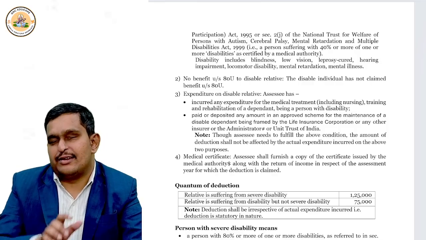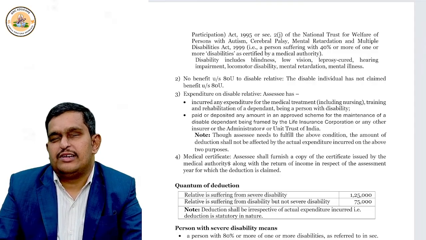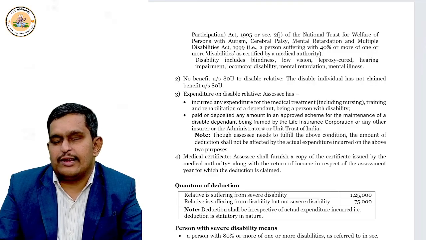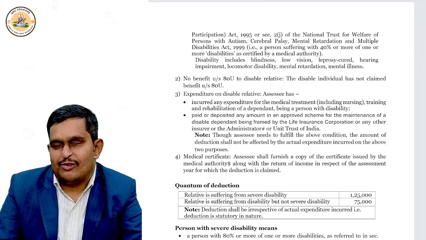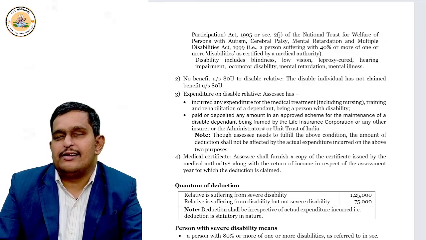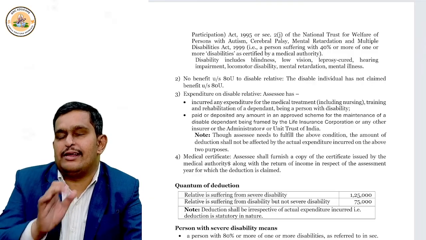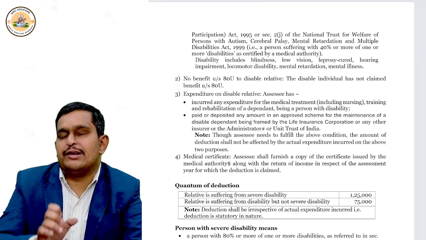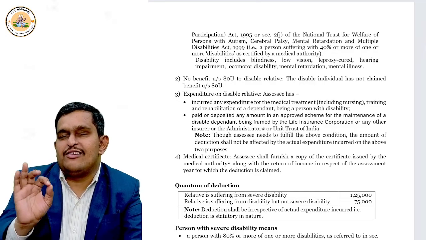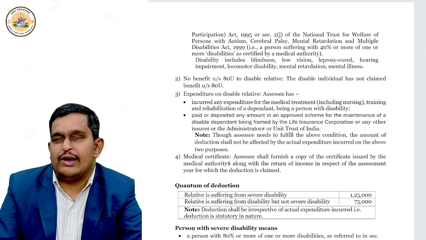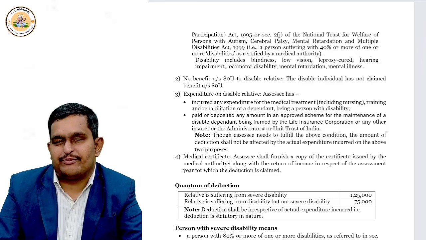So let me recap for you. If disability percentage is less than 40, you will not get a certificate also. So there is no point of thinking about this section. But if the percentage is between 40 to 79, then 75,000 deduction. If it is between 80 to 100, we call it severe disability. Severe disability. 80 to 100% means severe disability. Then 1,25,000 deduction is given.